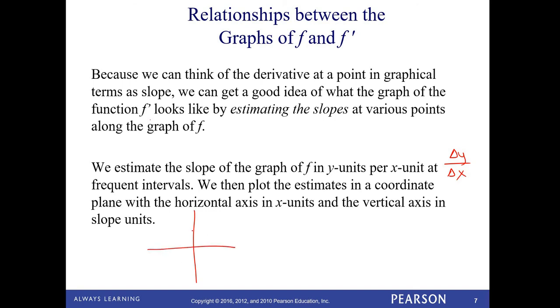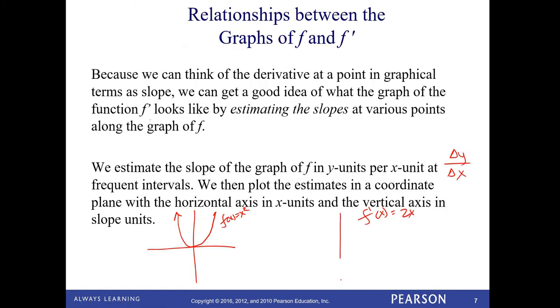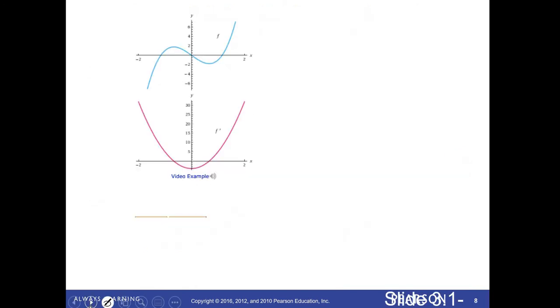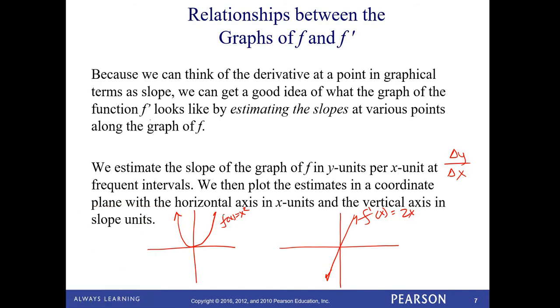The function we just did, y equals x squared, was our function f of x. And we found that f prime of x equaled 2x. So let's take a look at that. 2x is a graph that looks like this. So using a different color of ink, let's look at the slopes of f of x squared.